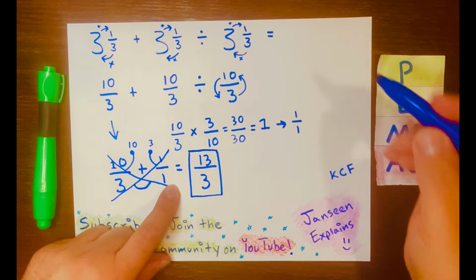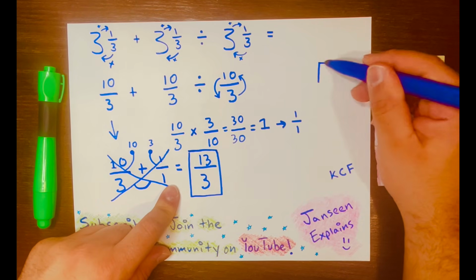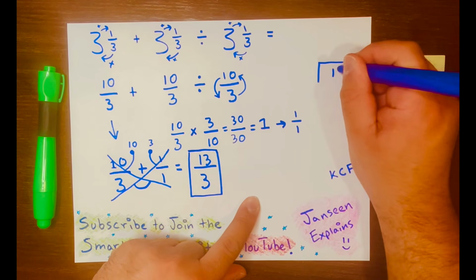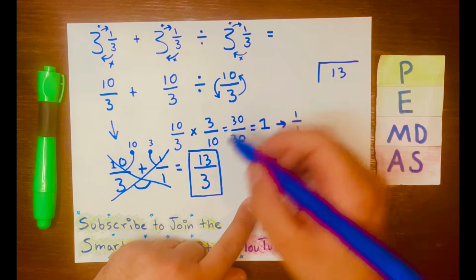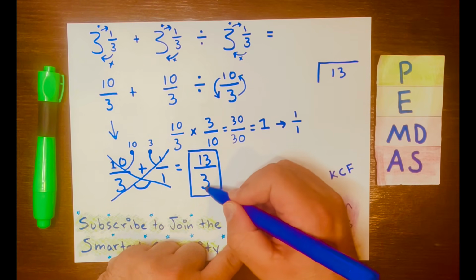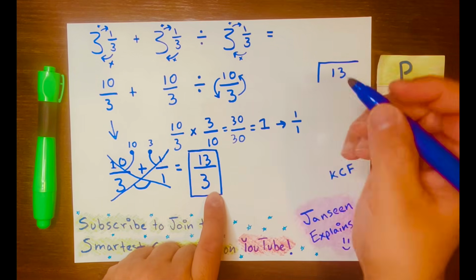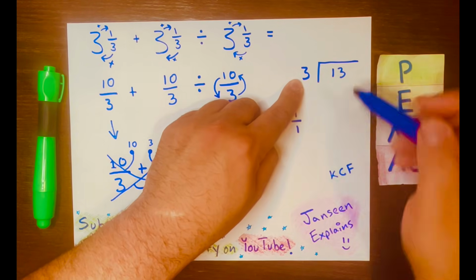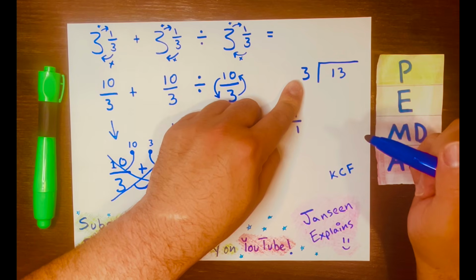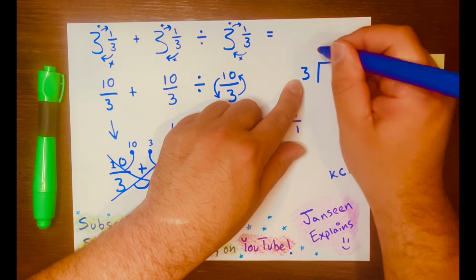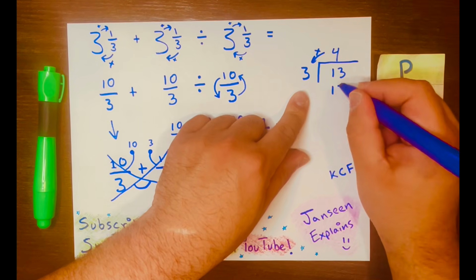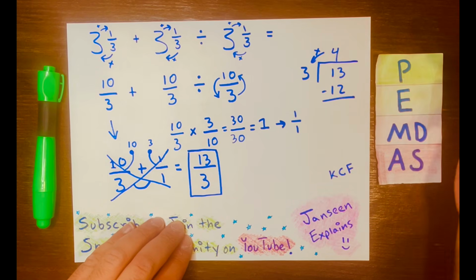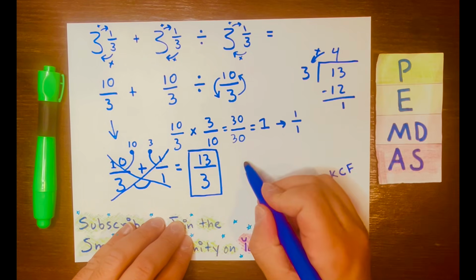Right? And we're going to use long division to help us find the mixed number answer. So the 13 will go inside the long division symbol. That is called the dividend. And the bottom number, the 3, the denominator, that is called the divisor. So I'll write it here outside the long division symbol. And so now, how many times can you fit 3 into 13? 4, right? And 4 times 3 is 12. And then we subtract. 13 minus 12 equals what? 1.